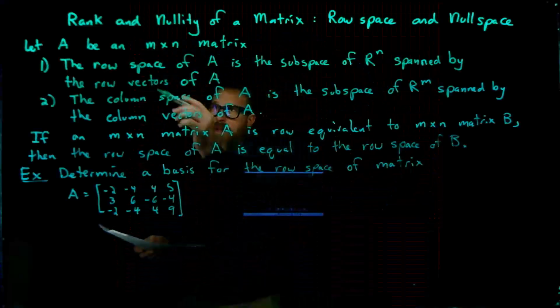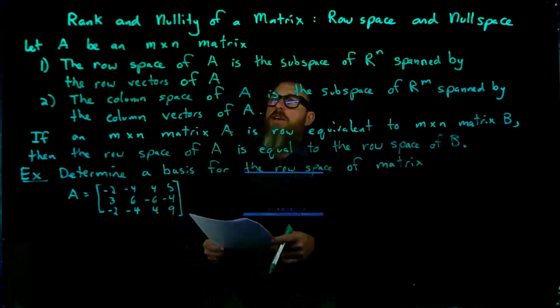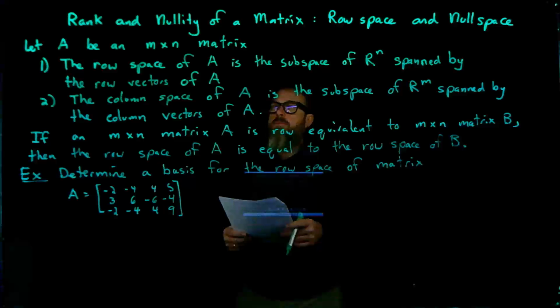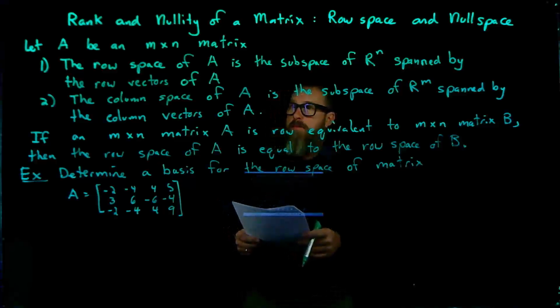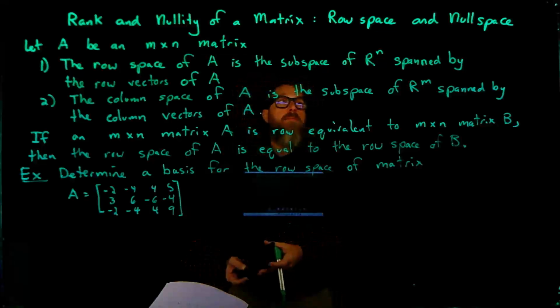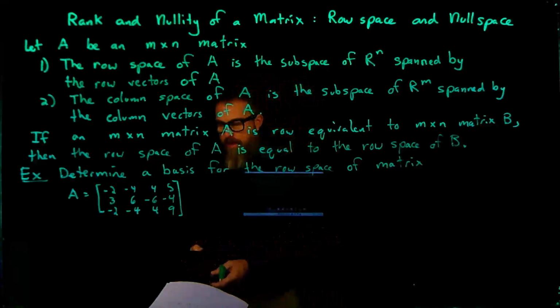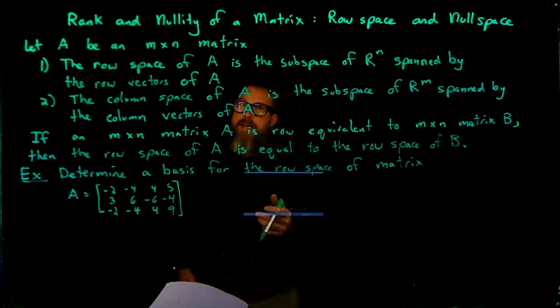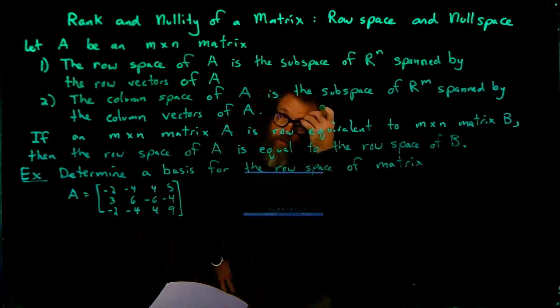So let's start here. Let A be an m by n matrix. The row space of A is the subspace of Rn spanned by the row vectors of A. The column space of A is the subspace of Rm spanned by the column vectors of A. So we really want to be able to find a basis for this row space.